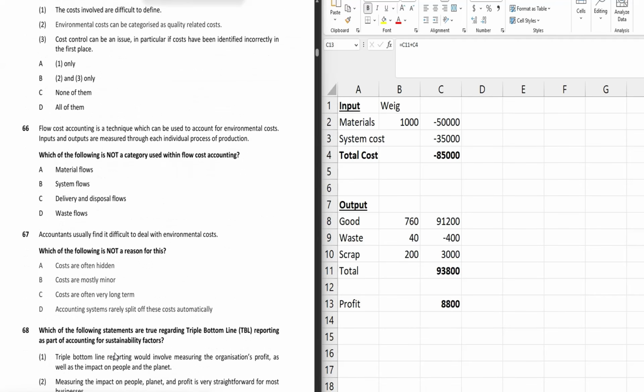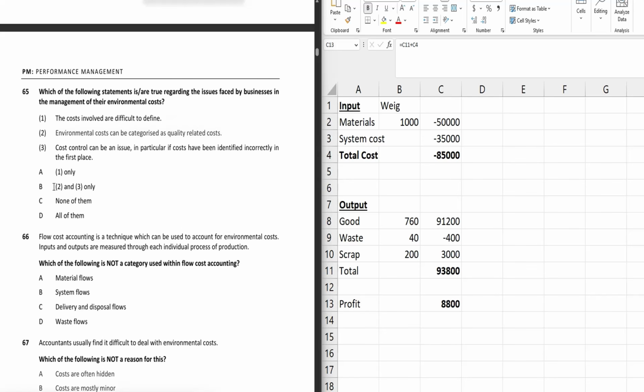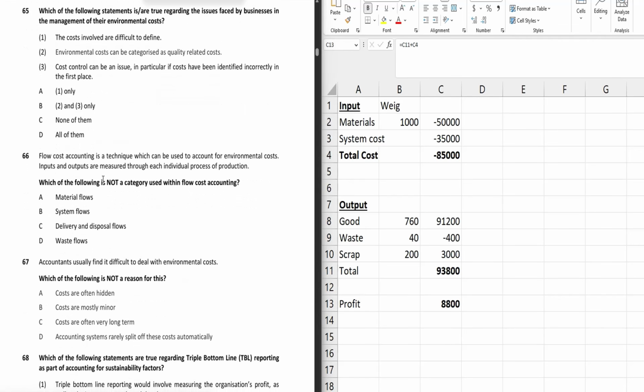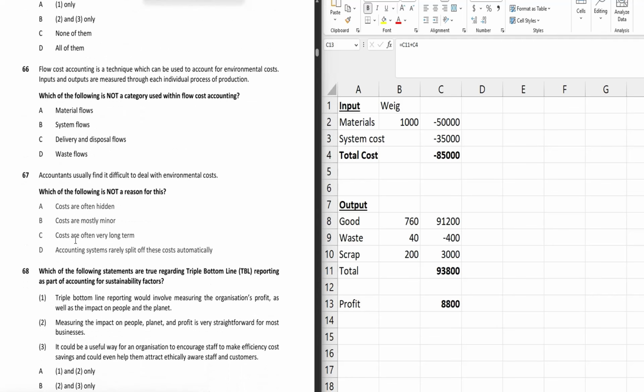Flow cost accounting is a technique which can be used to account for environmental cost. Input and output are measured through each individual process of the production. Which of the following is not a category used within flow cost accounting? Obviously, according to flow cost accounting, it is categorized into three categories: material cost, system cost, and delivery and disposal cost. So obviously waste flow is not a part of flow cost accounting.